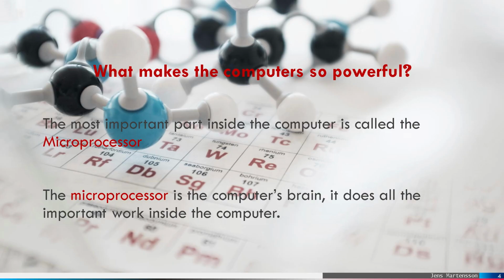Well, what makes the computers so powerful? What is the part that makes the computer have huge power that can do all of the work that it does at the moment? The most important part inside the computer is called the microprocessor. The microprocessors are so small that they can fit on our fingertip. They act as the brain of the computer, and they do all of the important work inside the computer.